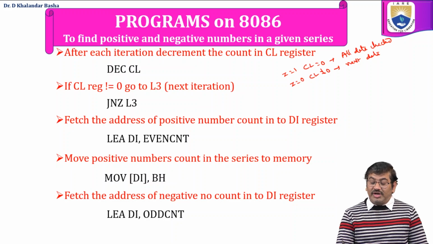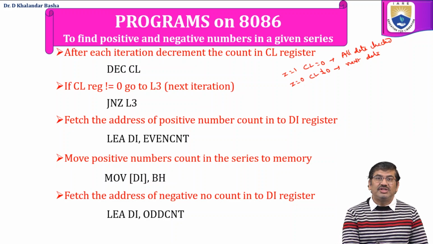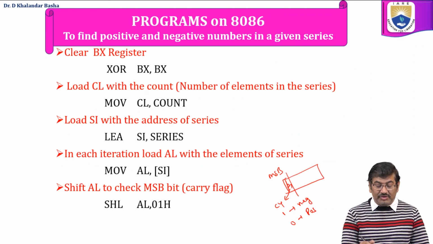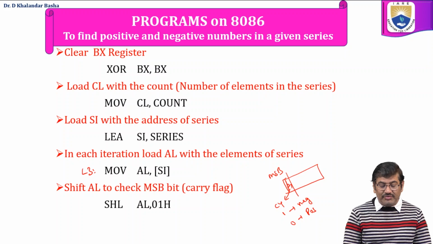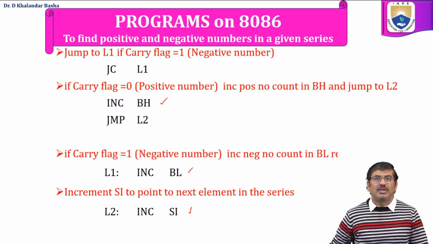So when we are going for the next data, if the zero flag is equal to 0, for that we will write the instruction JNZ. So when the zero flag is 0, go to loop 3. Where is loop 3 going to be placed? Loop 3 will be placed for fetching the data from the memory location into the AL register.